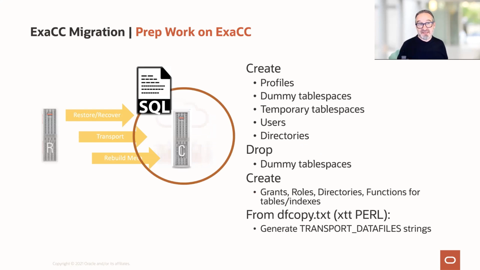And on the target, before we can go forward, we create profiles and we create dummy table spaces. Why do we create dummy table spaces? The reason is when you do transportable table spaces, normally you need the user first, but you can't alter the user correctly because you can't tell Scott, hey, Scott, your default table space is USERS, because this is the table space you transport afterwards.